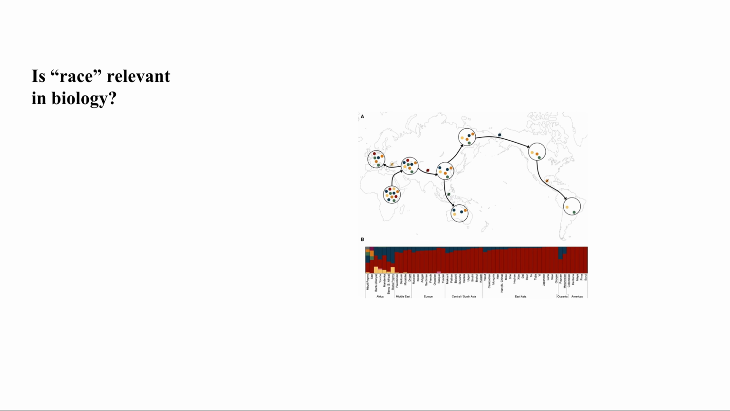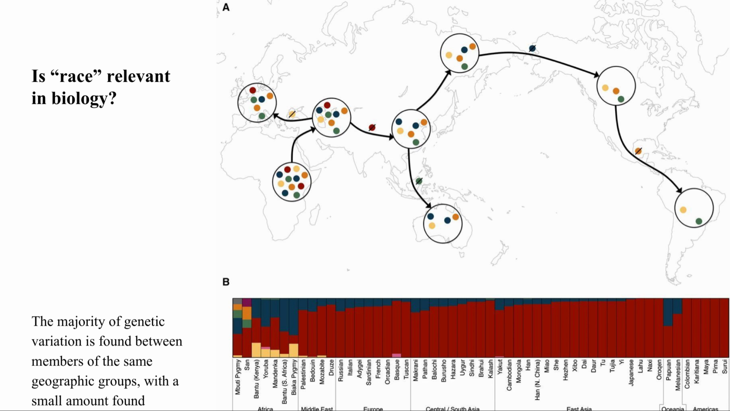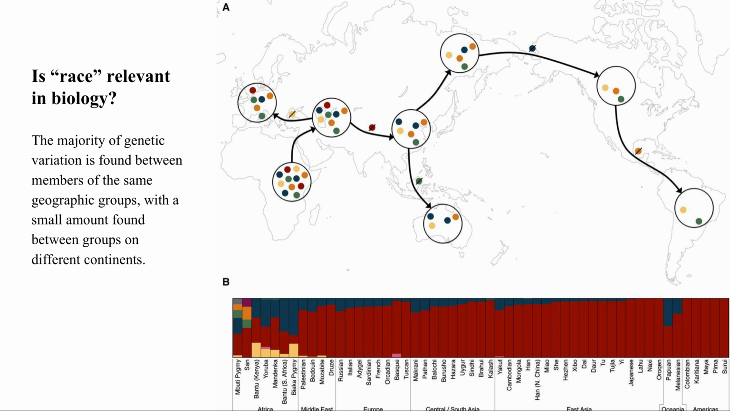Race is a social construct simply because the majority of modern human genetic diversity is accounted for between individuals within the same geographical area, while only a small amount of diversity is found between continents, 87.6% and 9.2% respectively.